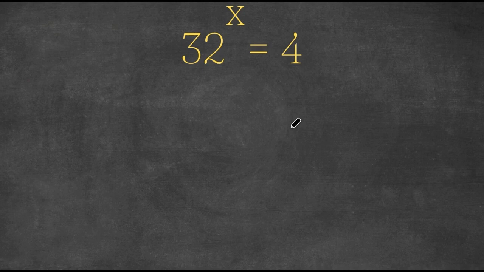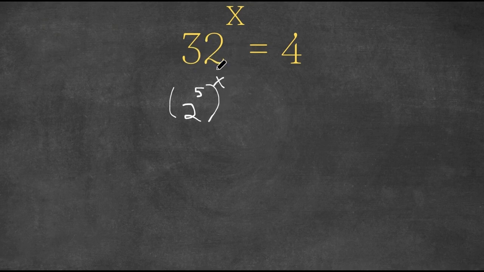In today's video, I'm going to be teaching you guys how to solve this exponential equation. So we have 32 to the power of x equals 4. And our goal here is to find the value of x. So what we're first going to do is we're going to change our 32 here into 2 to the power of 5 to the power of x.